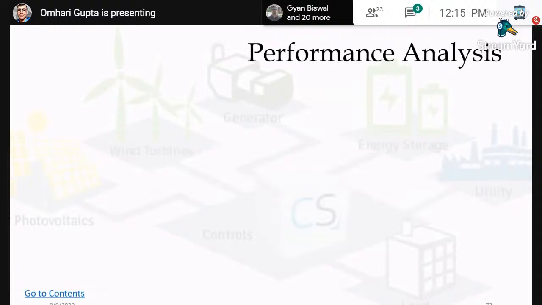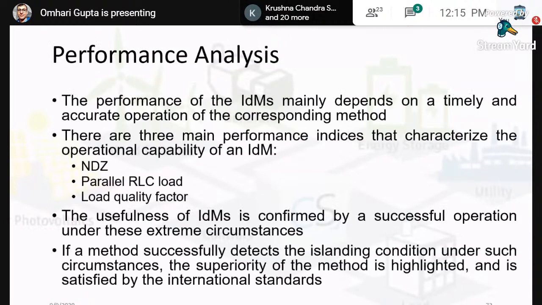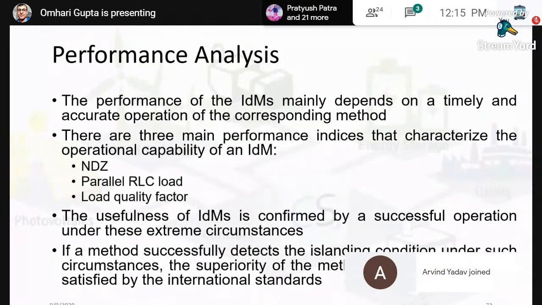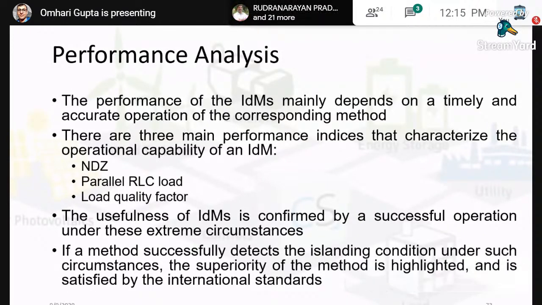Now, how to analyze the performance of any islanding detection method? Okay, there are three things: one, non-detectable zone, second, parallel RLC load, and third, the load quality factor. Okay, so these are the three main performance indices that characterize the operational capability of any islanding detection method. Okay, if a method successfully detects the islanding condition under such circumstances, the superiority of the method is highlighted and is satisfied by the international standard.